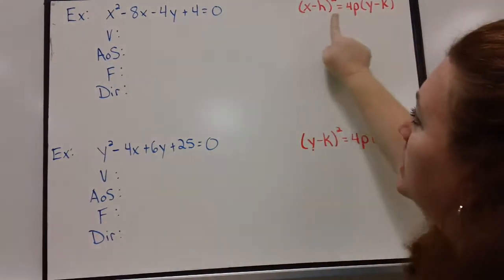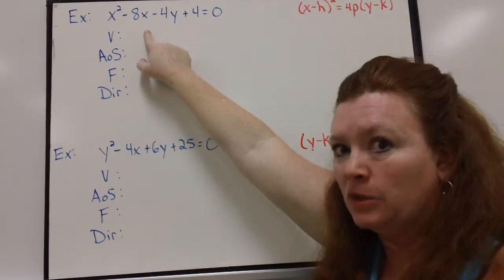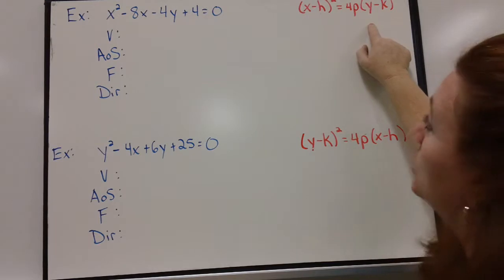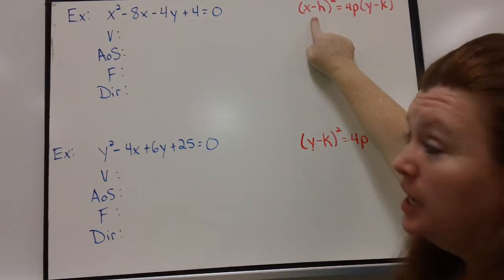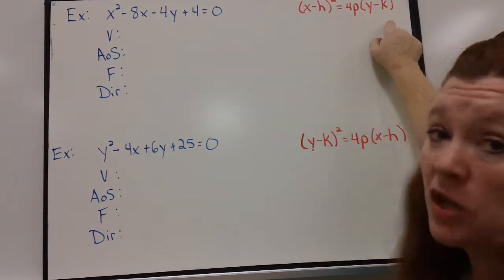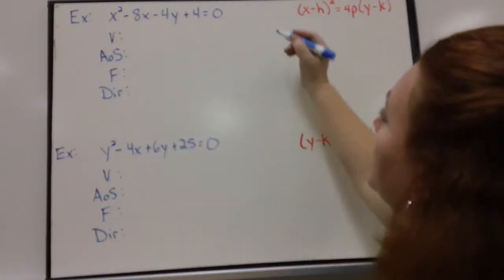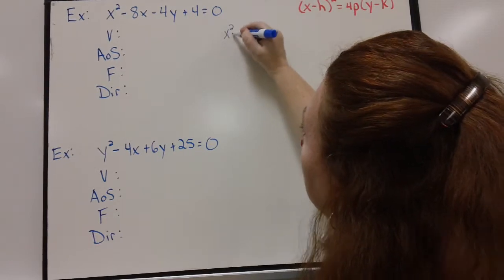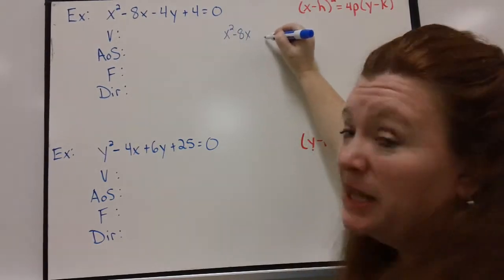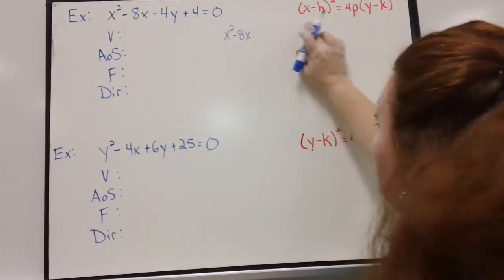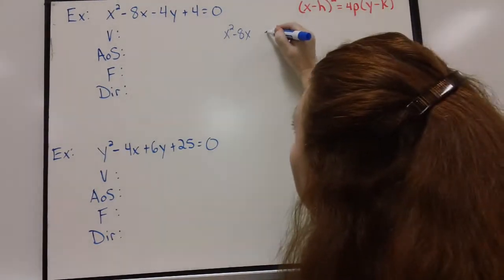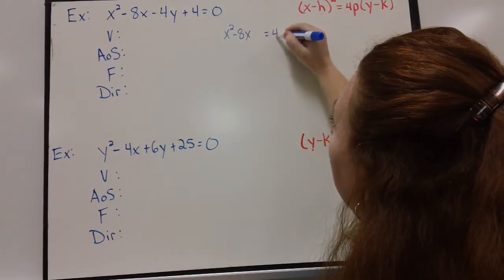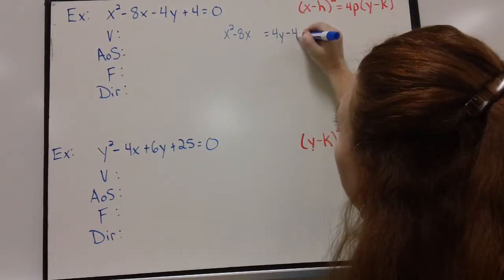What I've done over here is I put a reminder. X is the one that's squared. So this is what standard form looks like when x is squared. I want the x over here. I want the y and everything else over here. So I am going to have to do a little work first. I am going to rewrite my equation. I'm going to leave a space because I'm going to have to complete the square to make it look like this. And then I'm going to add these two numbers to the other side. Well, actually, I'm going to add 4y and subtract 4.